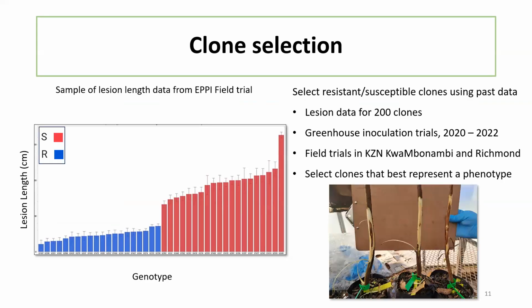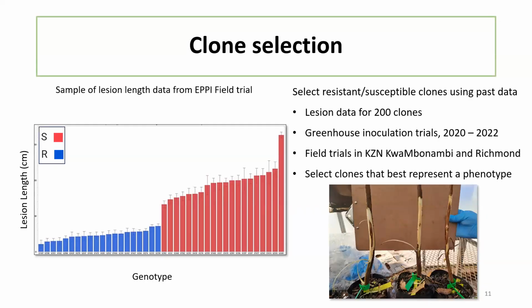So to give you an idea of how we do this clone selection, we have 200 standard genotypes from industry that were generated through a cross between Eucalyptus grandis and urophylla, and then backcrossed to the grandis parent. And we've been doing greenhouse inoculation trials since 2020 on these plants. And we have quite a bit of lesion data from that.